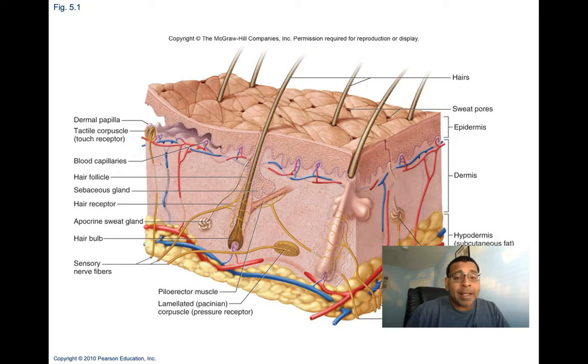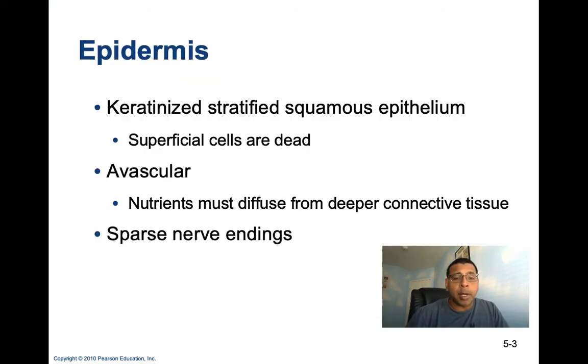Now, when we talk about the vascularity, if you recall, we said that this layer, the epidermis, is going to be avascular. It's epithelial tissue. When we talk about the cells, we'll see the superficial cells are going to be dead. If you recall, we've talked about that as well. We're not going to see nuclei there. So avascular, nutrients are going to diffuse from the deeper connective tissue, as we've already established. And there are also very sparse nerve endings.